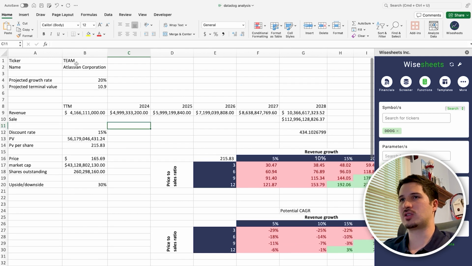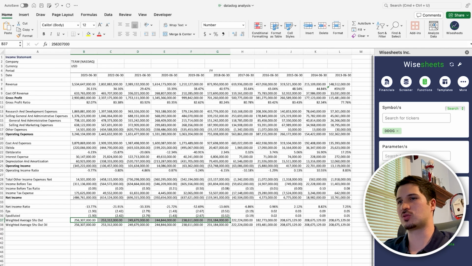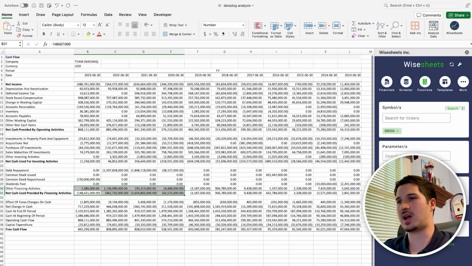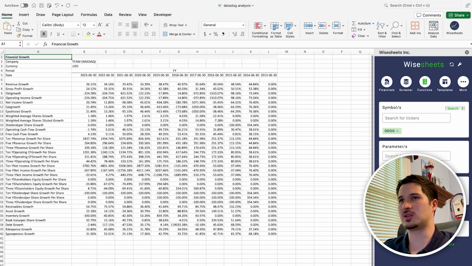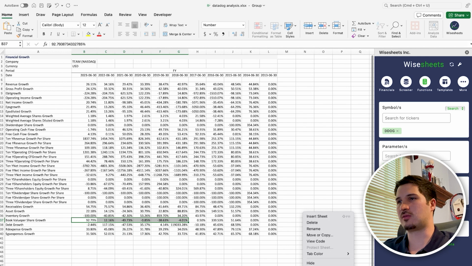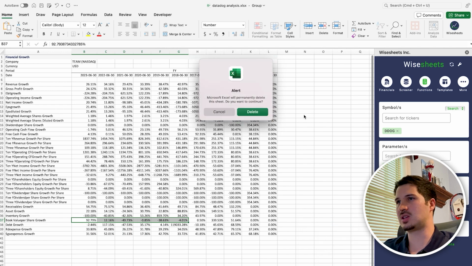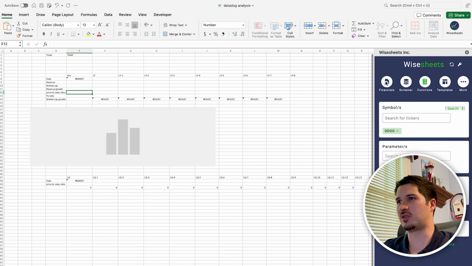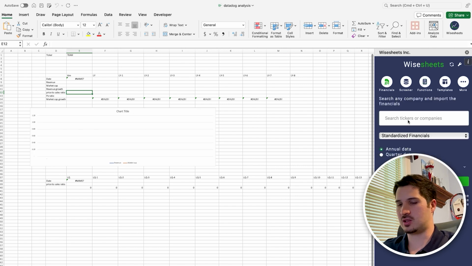And here we have this model. I'm not going to look at any models right now. What I want to do is assess the financial state of the company. As you can see, I have the financial statements for Atlassian. We're going to do the same, but this time for Datadog, so that we can see how the company has performed financially over time. Let's do that right now.